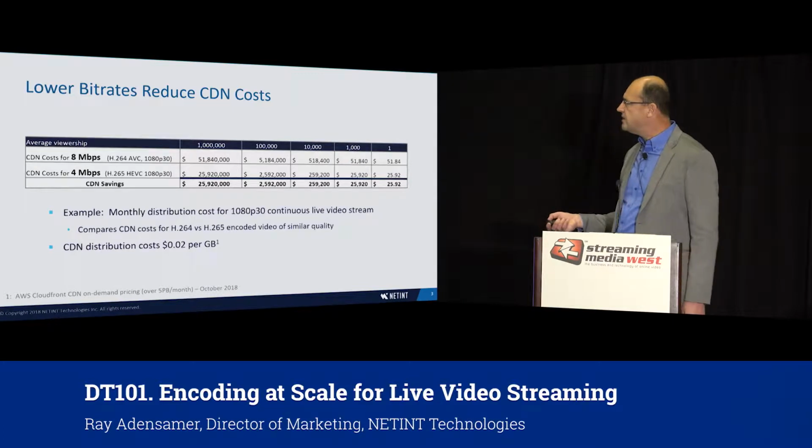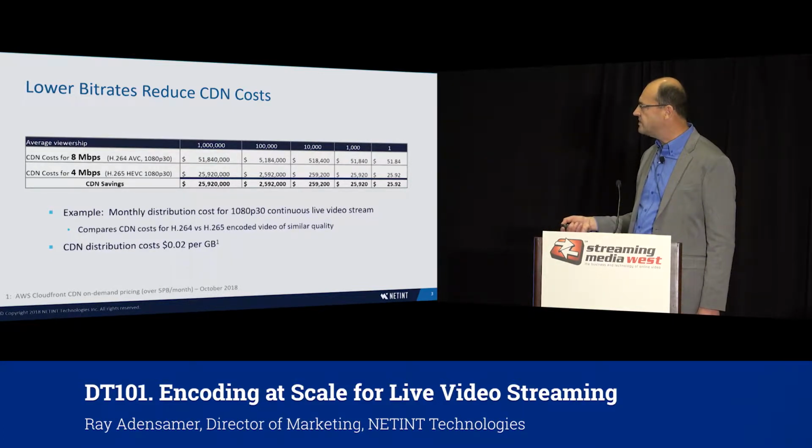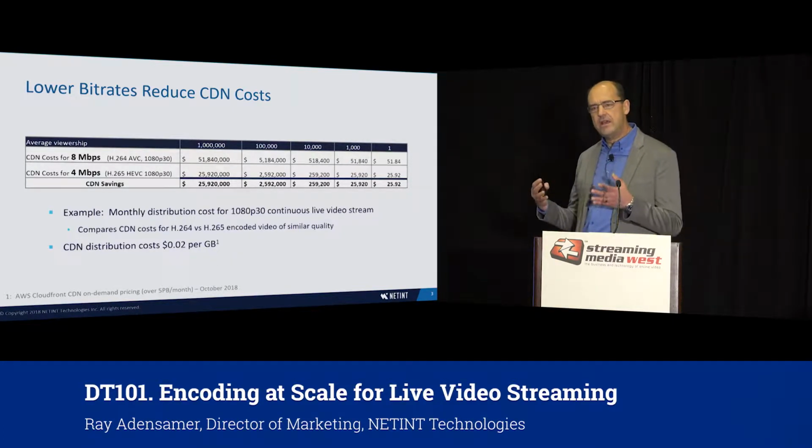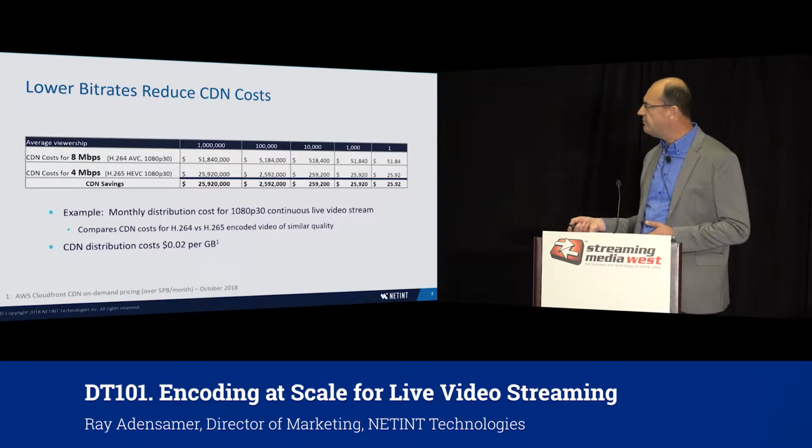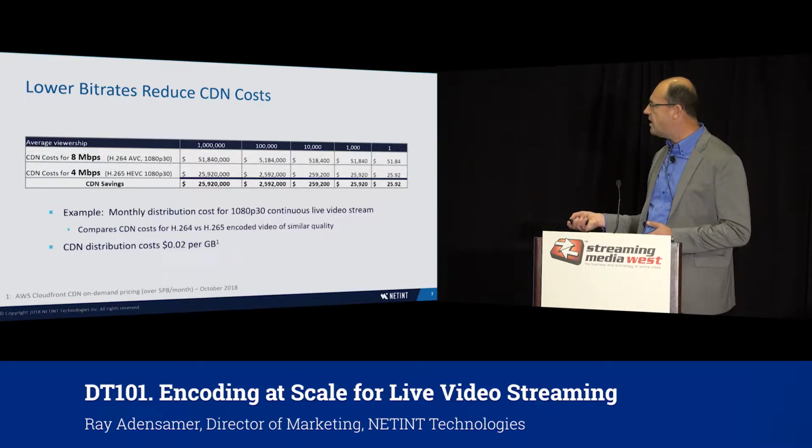But if you were to encode that same stream using H.265, which is a high efficiency video coding algorithm, that can reduce your bandwidth by about 50%. So by getting it down to 4 megabits, you reduce your cost in half.